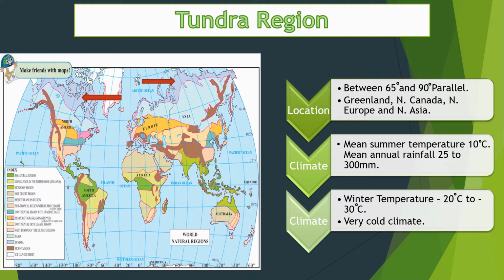The mean summer temperature is 10 degrees Celsius, while the mean rainfall is 25 mm to 300 mm. The rainfall is very scanty in that region. The winters are extremely cold. Its mean temperature is minus 20 degrees Celsius to minus 30 degrees Celsius. The tundra region is covered with snow for most of the year.